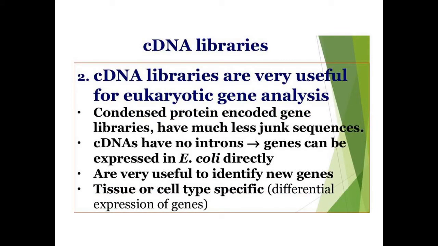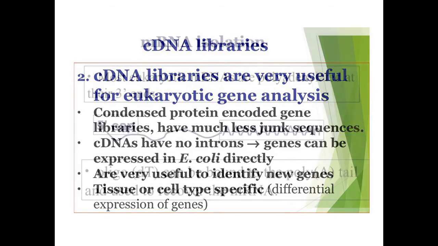cDNA libraries are very useful for eukaryotic gene analysis. Condensed protein-encoded gene libraries have much less junk sequences. cDNAs don't have any introns, and it is very useful to identify new genes, especially the tissue-specific or cell-specific ones.